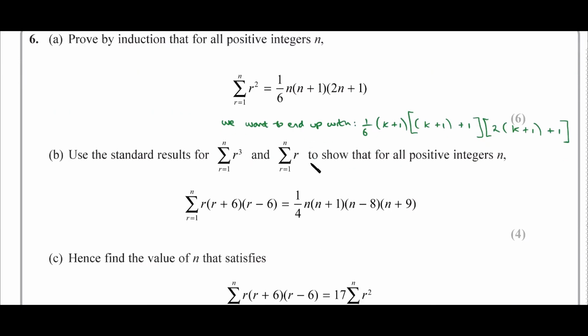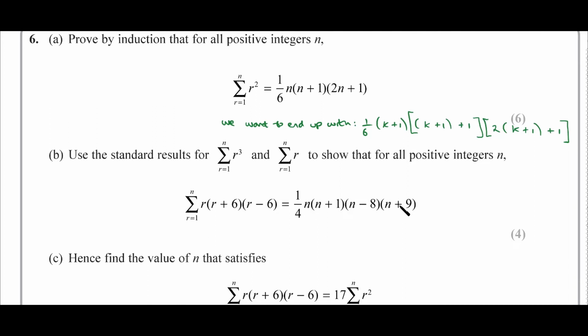Now, for part B of the question, we have to use the standard results for the sum of r equals 1 to r equals n of r cubed and r equals 1 to r equals n of r to show that for all positive integers n, the sum from r equals 1 to n of r lots of r plus 6 lots of r minus 6 equals a quarter lots of n plus 1 lots of n minus 8 lots of n plus 9.